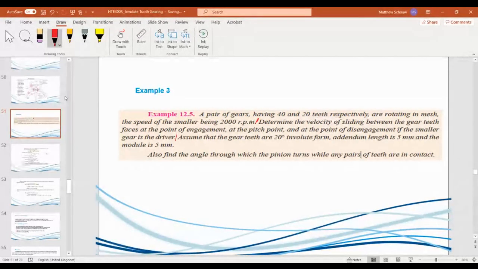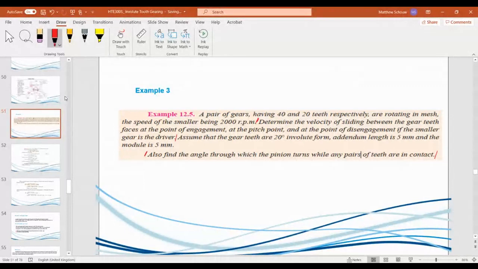Determine the velocity of sliding between the gear teeth faces at the point of engagement, at the pitch point, and at the point of disengagement if the smaller gear is the driver. All the other stuff is extra information. And then the second part of the question I want to talk about is: also find the angle through which the pinion turns while any of the pairs are in contact. So that's two parts of the question.